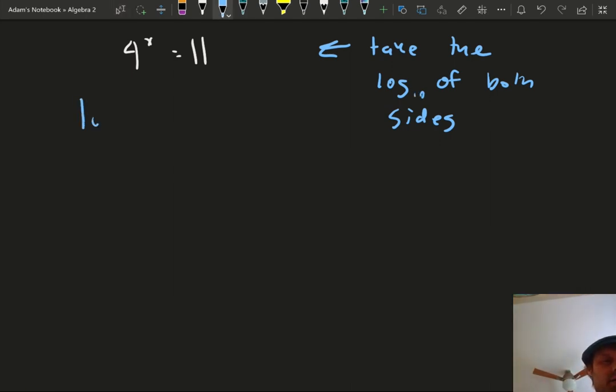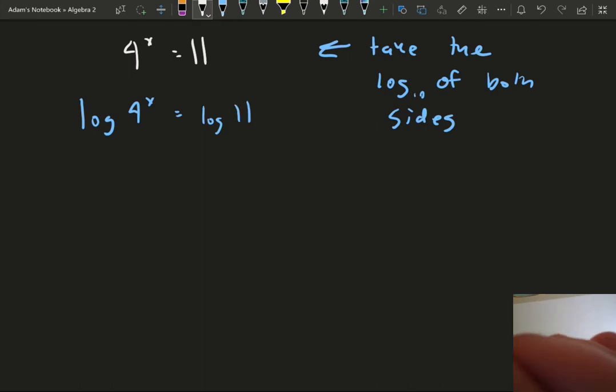So I'm going to go ahead and take the log base 10 of 4 to the x power equals the log base 10 of 11. Okay? Cool.